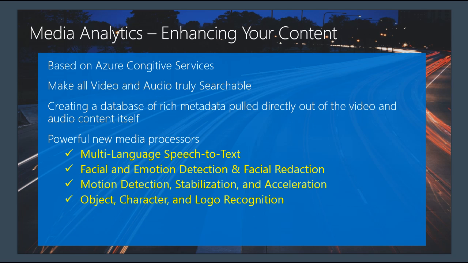Object, character and logo recognition. Object recognition, there's this taxonomy of, I think, about 86 different categories of objects that it can recognize in a video. So things like indoor, office, desk, woman, man, dog, those types of things are recognized.